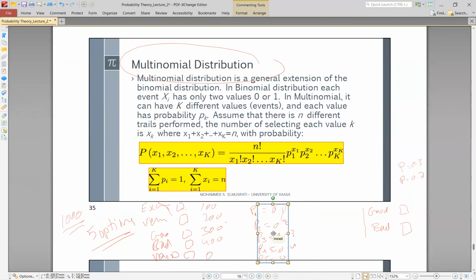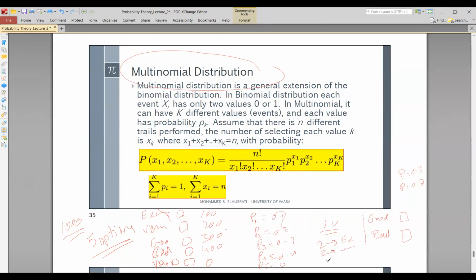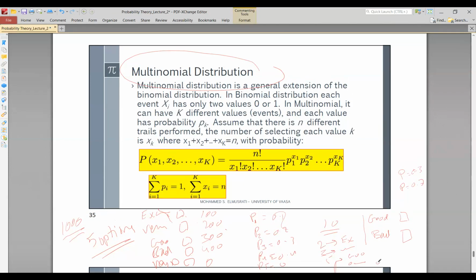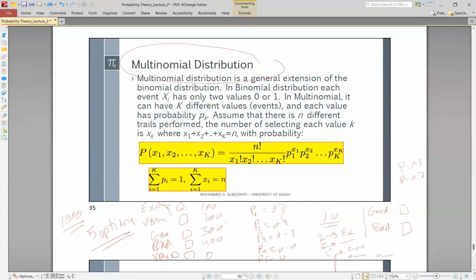Assume now that you have another like student, or maybe 10 students in one course, and I'd like to see what is the probability that 2 of them will select excellent, and 3 of them will select very good, and the rest 5 will select good, and 0 will select bad, and 0 will select very bad. I'd like to calculate this probability.